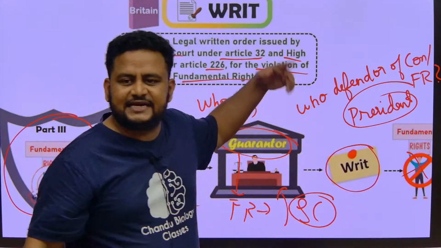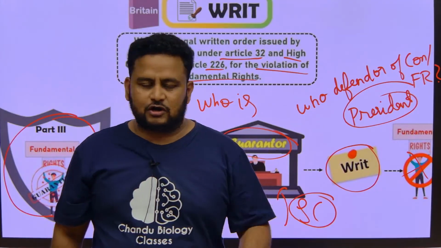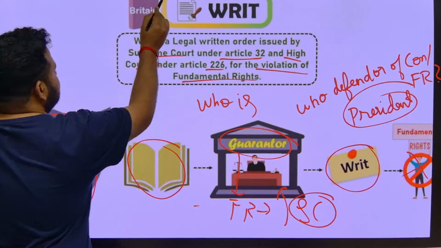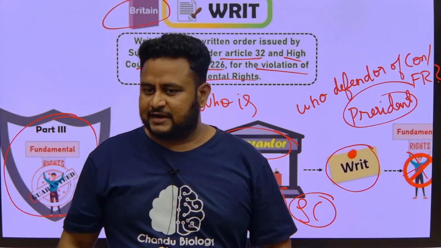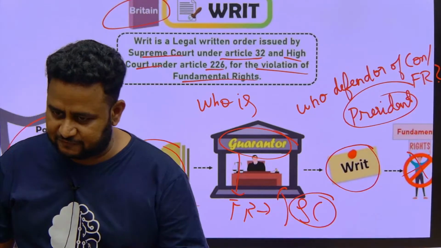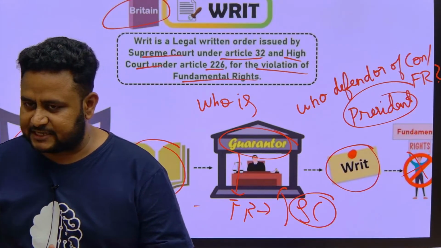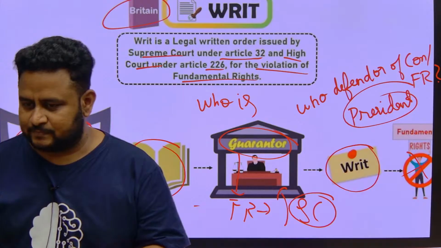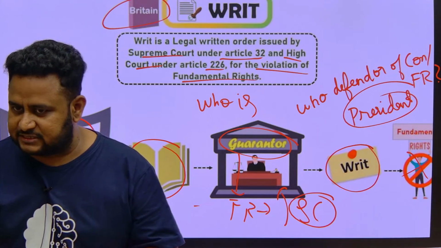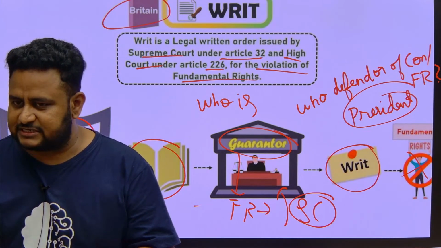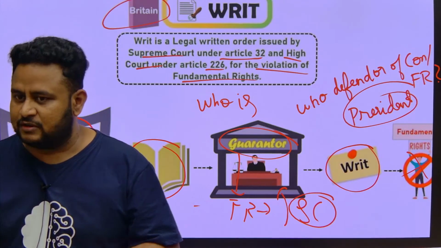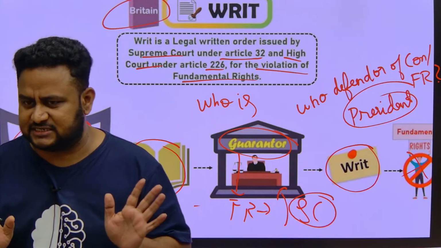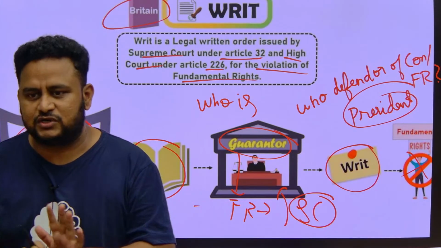This is nothing but a legal document. But this concept of writ is borrowed from Britain. I told you while discussing the Government of India Act 1935, there is something called prerogative writs. I will explain it when I come to fundamental rights. Prerogative writs are just writs itself, one of the types of writs. No need to worry about that.